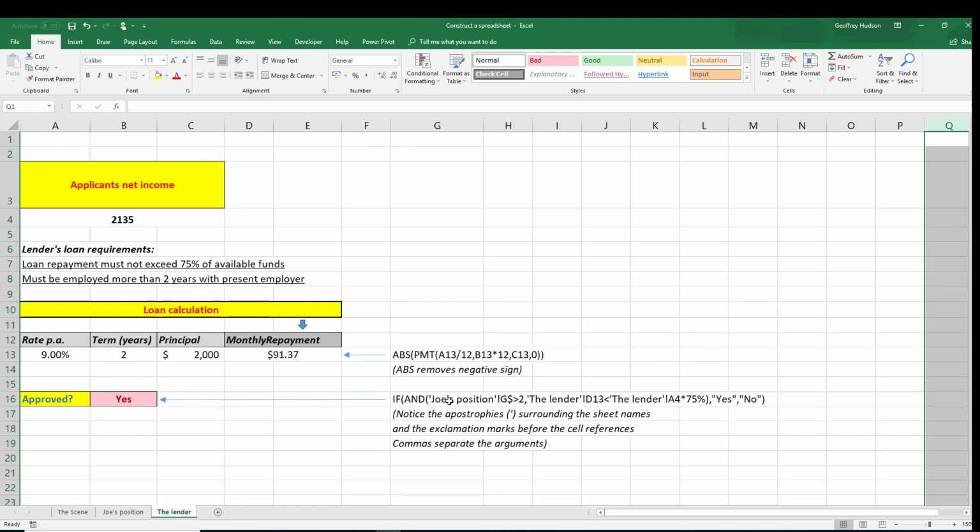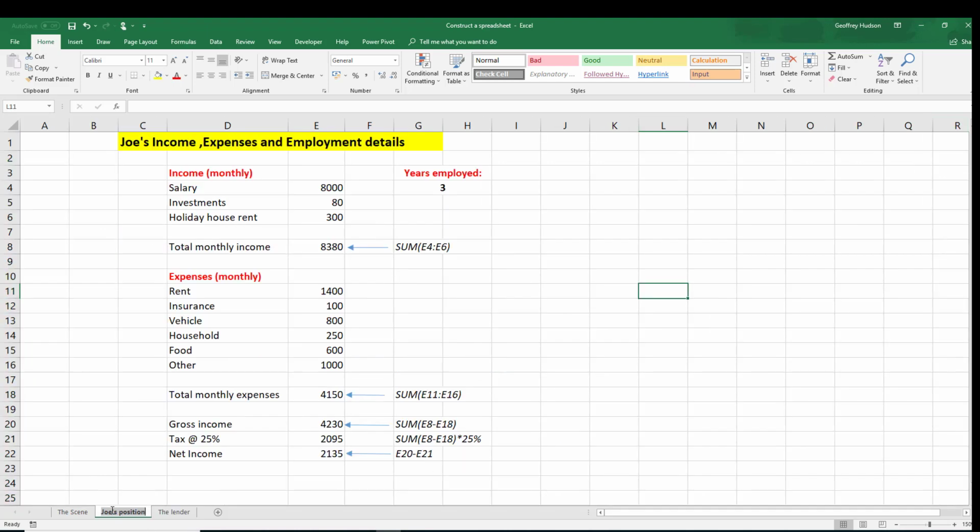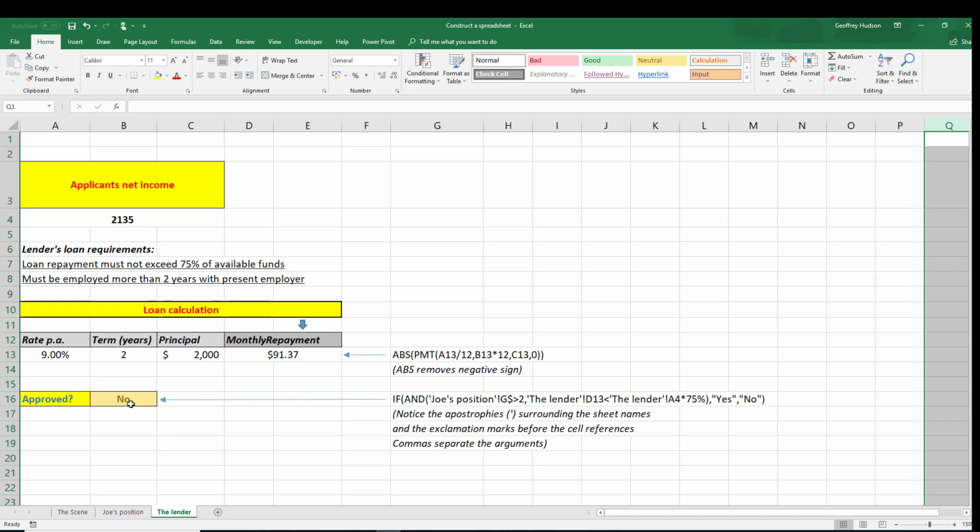So Joe has given the lender his details, and the approval is yes, because if both the tests are true, then the answer will be yes, but if one of the tests is not true, the answer will be no. Therefore we can test this out by going back to Joe's position and saying that if he was only employed for 2 years, let's go back to the lender, and the answer is no, because he must be employed for more than 2 years with the present employer.